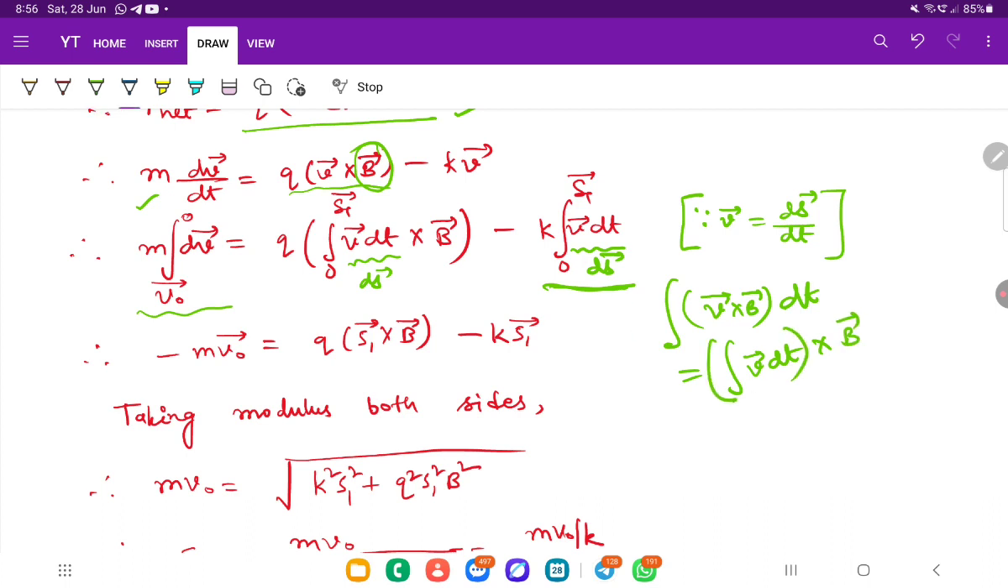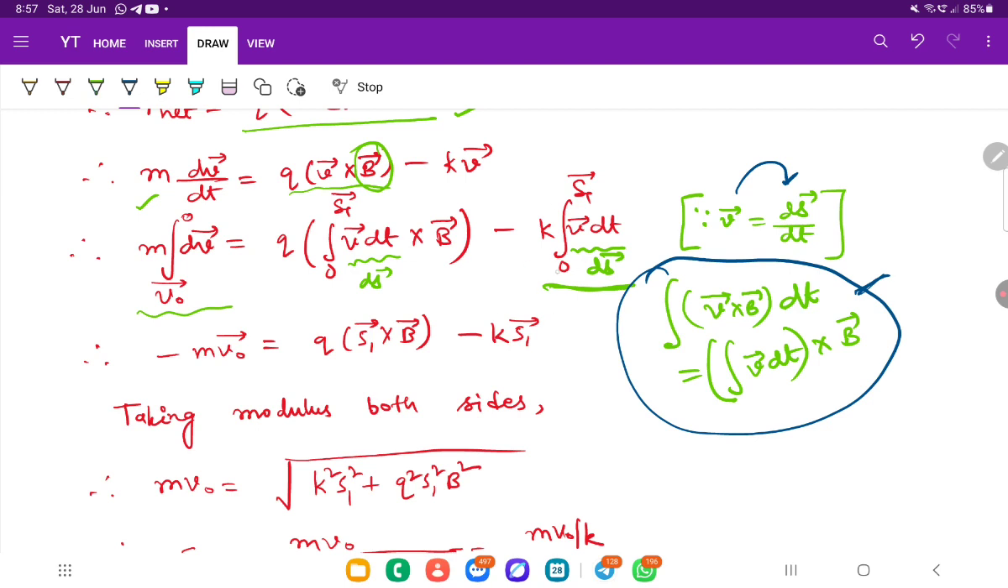This is my claim, right? This is the idea, because B is uniform, and another point is that B is always perpendicular to v. Now what is v dt? v is actually ds by dt, where s is the displacement, obviously. So v dt is nothing but ds. So I've written ds here.